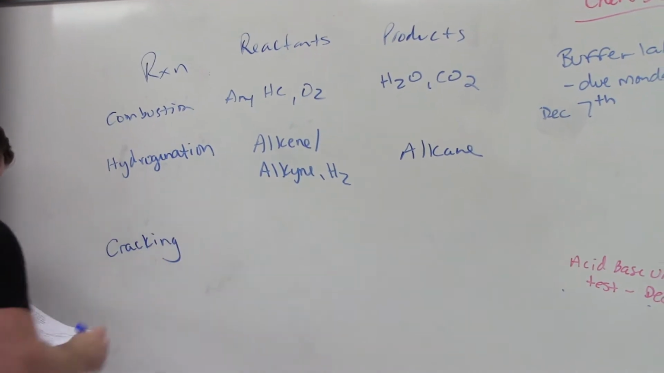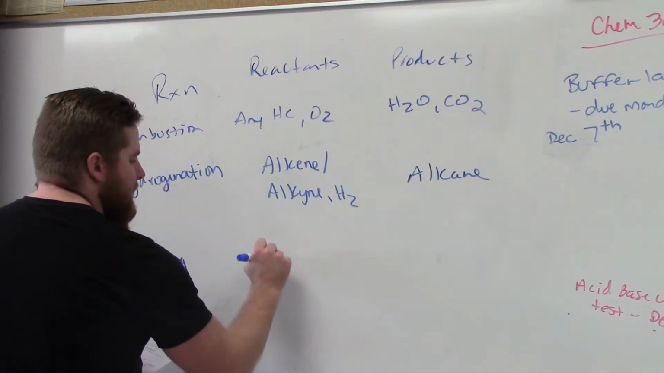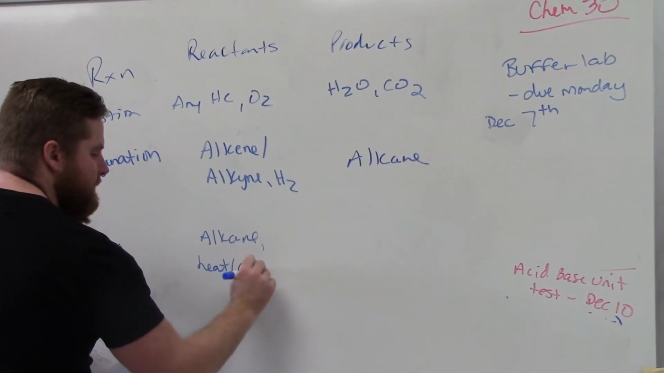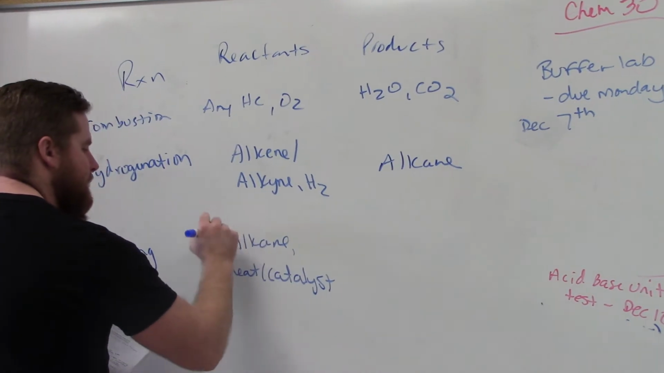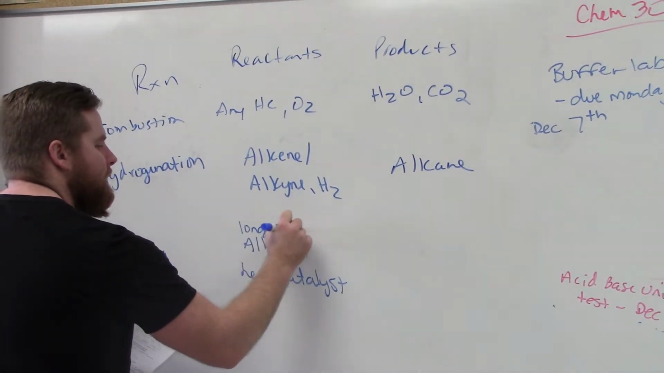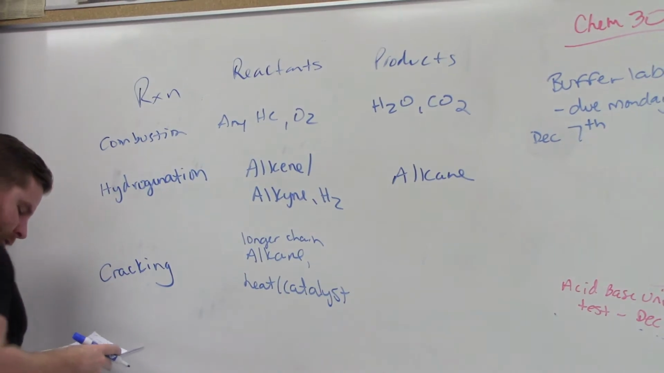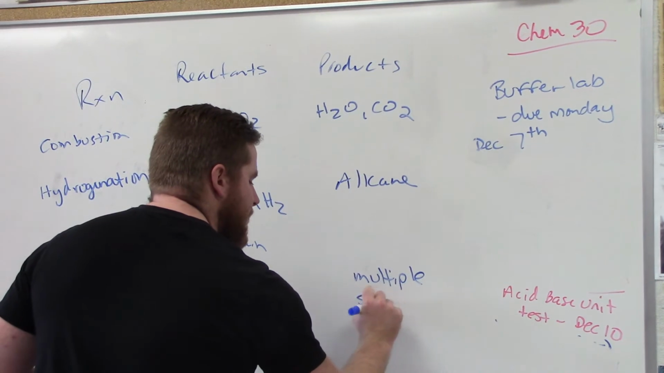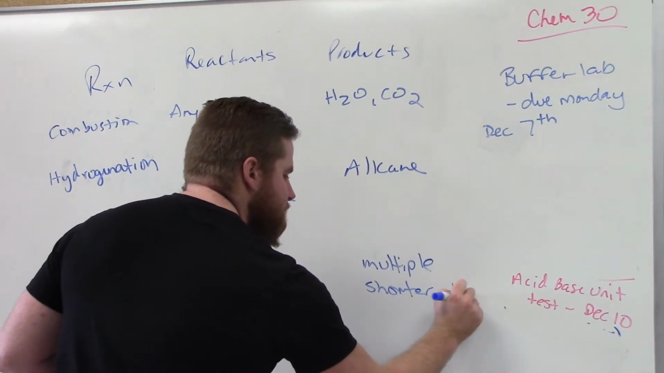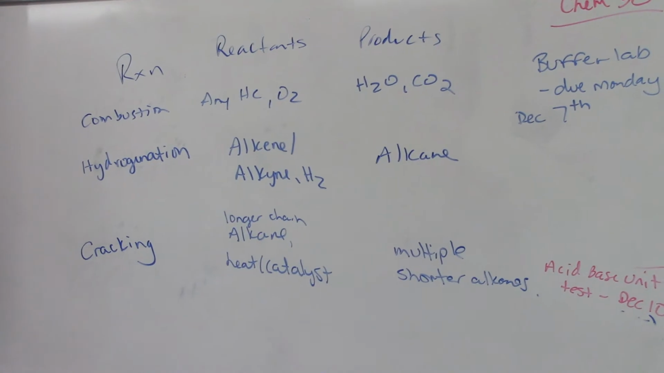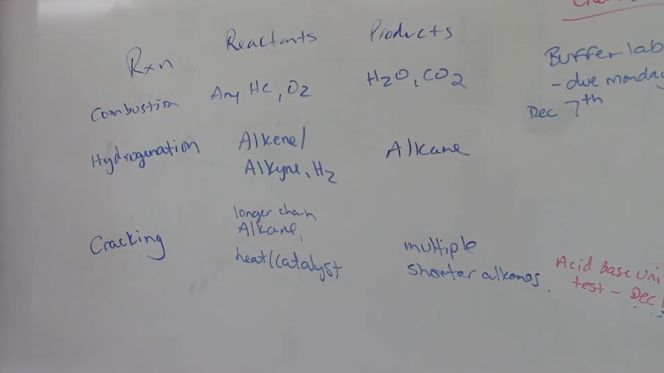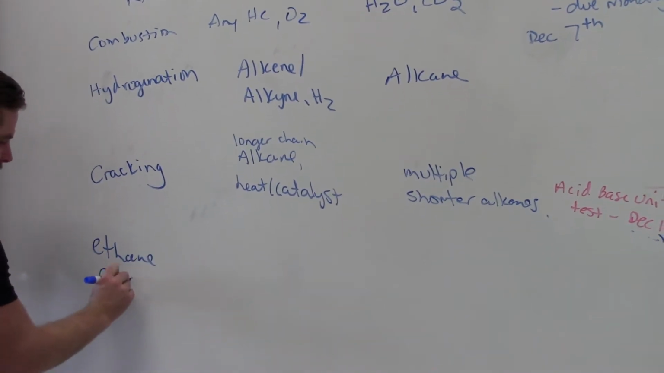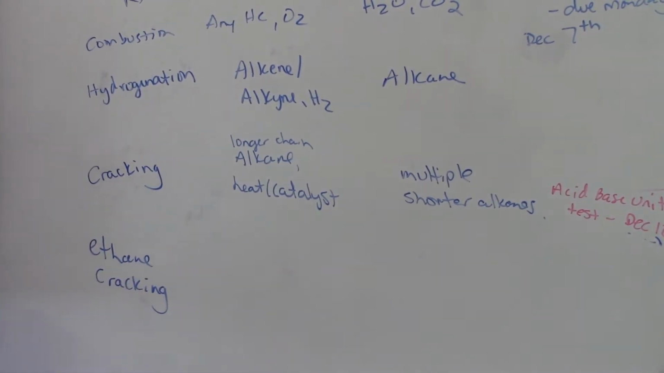Cracking, I'm going to take an alkane and I'm going to have heat and catalysts, and this will typically be a longer chain. I should write that. And then this makes multiple shorter alkanes. Okay, so combustion, hydrogenation, and cracking. And the last major reaction that I'm going to discuss today is ethane cracking.